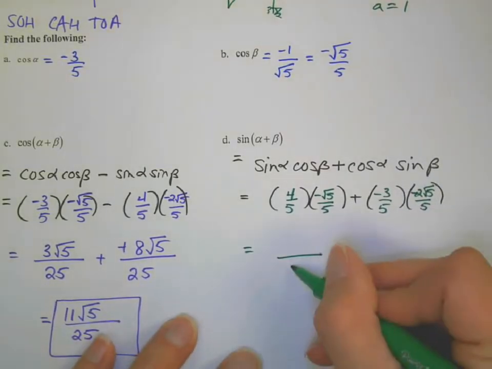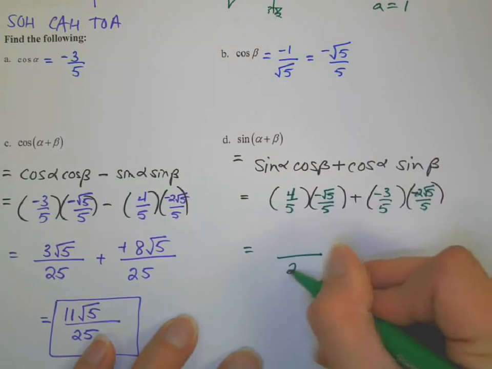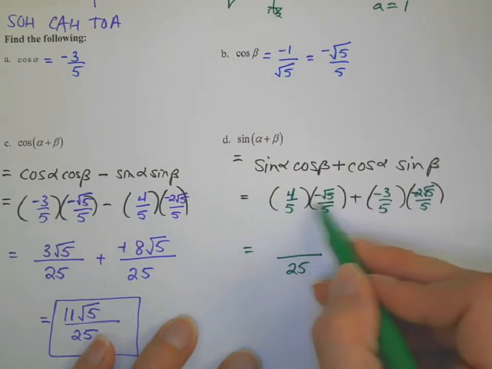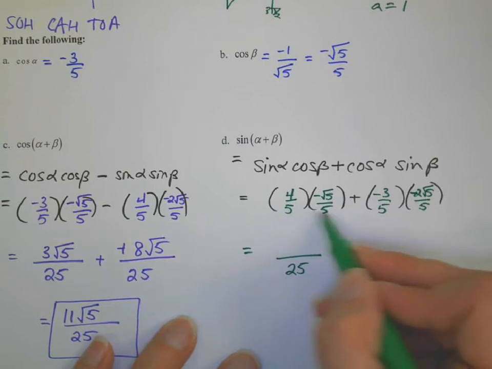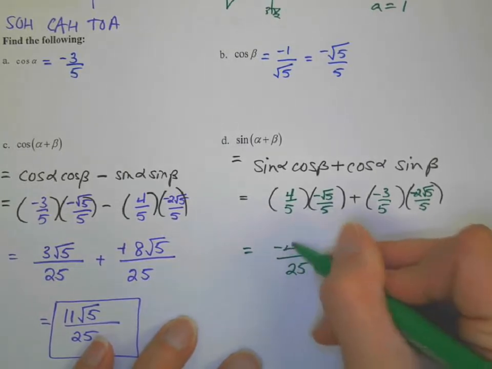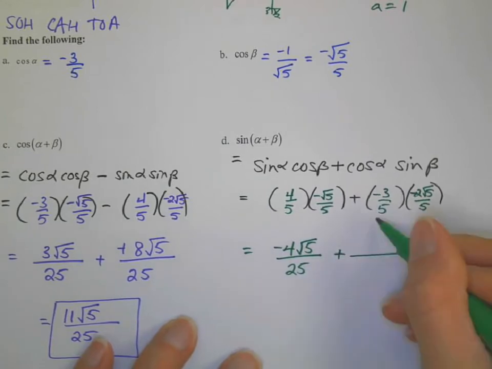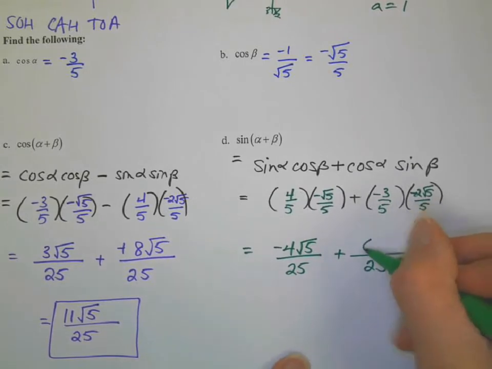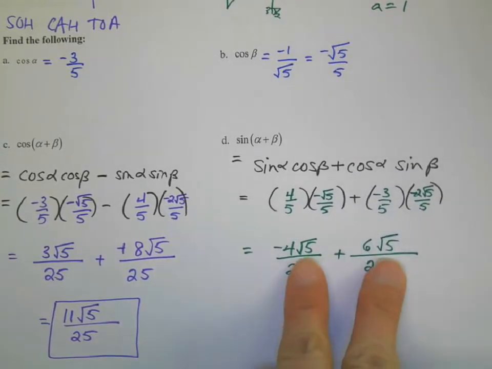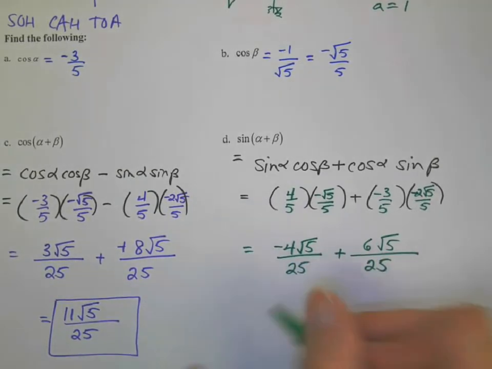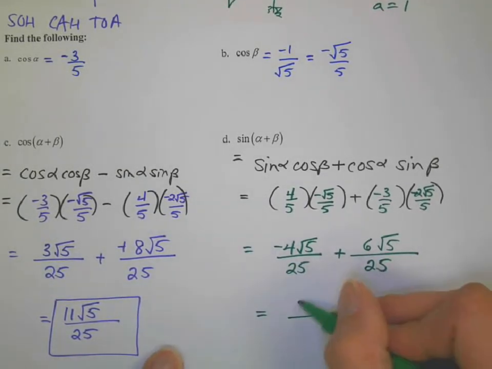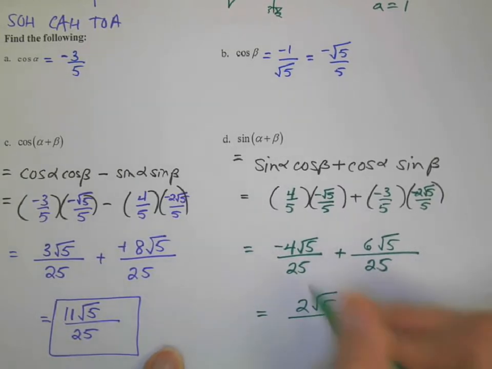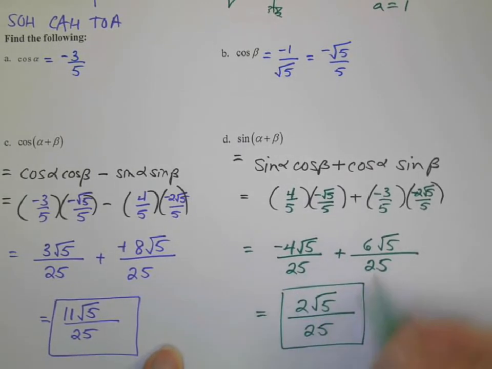So the first fraction, you multiply denominator with denominator, and you multiply numerators. That's how you multiply fractions. This isn't common denominator work because you're multiplying. Negative 4 radical 5. Plus over here, 5 times 5 makes a denominator, and the numerator is positive 6 radical 5. Can radical 5s get added to radical 5s? Yes, those are like radicals. So the numerator is 2 radical 5 over common denominator of 25. So when you're adding fractions, you keep the common denominator.